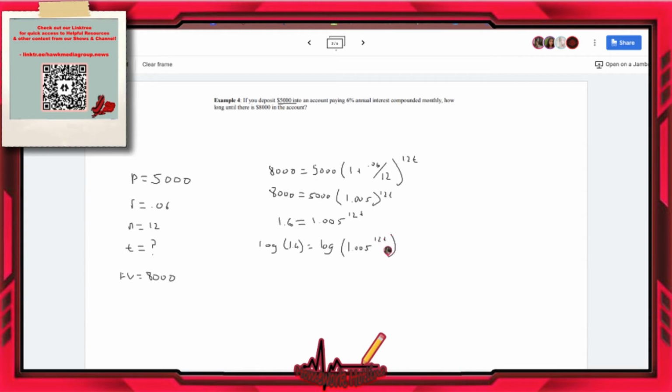Now what we can do from here is use that one logarithmic property where we take the exponent and move it to the front of the log. So what that looks like, we still have log of 1.6 on the left side equals, now we take this 12T and we basically move it to the front. So now we have 12T times the log of 1.005.